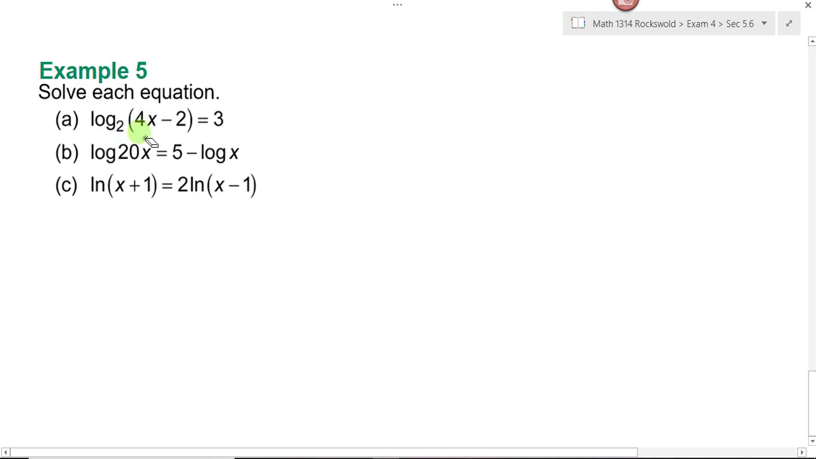In the last example, on part A, I have a log in the equation, just one log. How did I tell you we solved that equation? What do I need to do to solve for x, to get the x out of the argument?